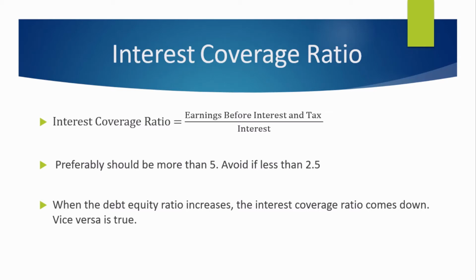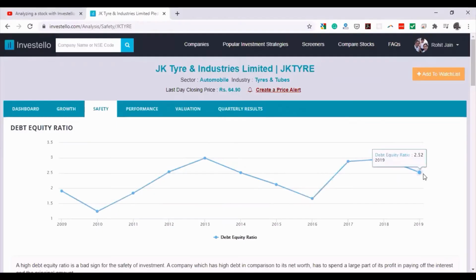The companies for which these ratios consistently remain better than the recommended threshold should be considered for further analysis. The companies for which these ratios cross the threshold value quite often should be definitely avoided. Now we shall see a couple of examples for these ratios.